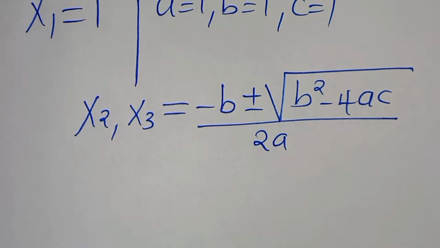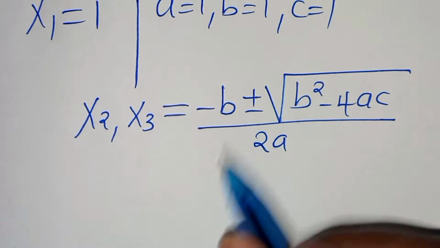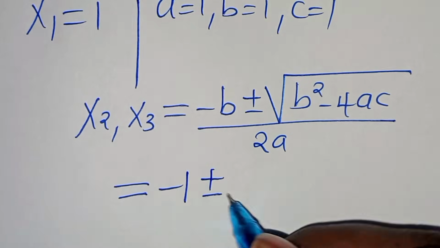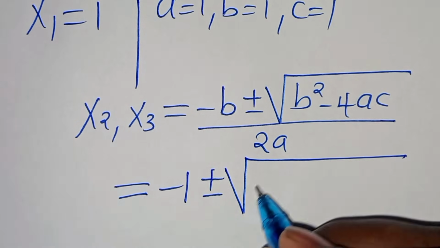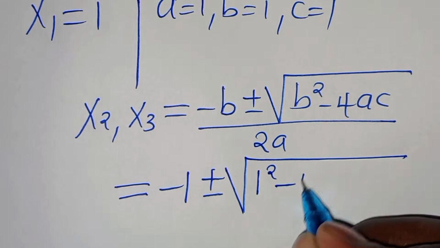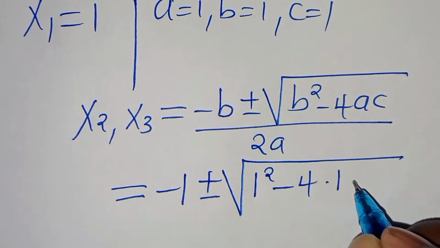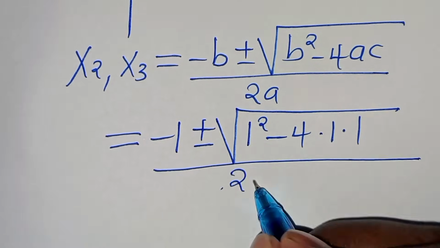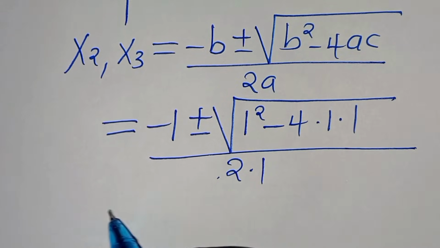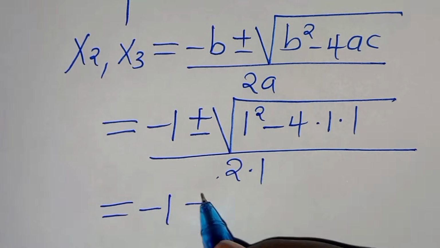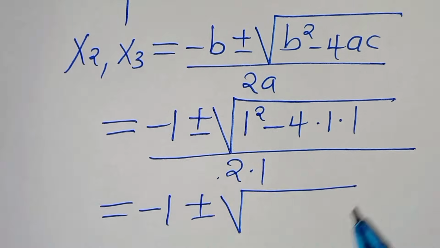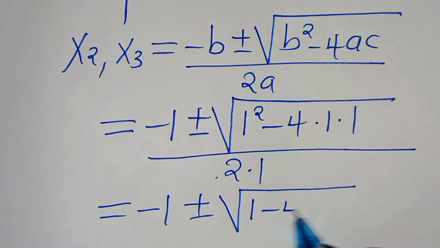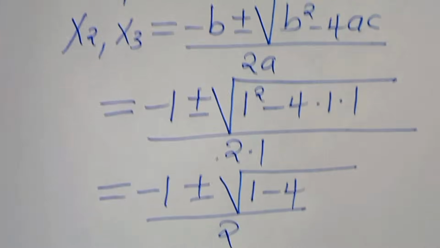Let's substitute the values of a, b, and c in this formula here. So this is minus 1 plus or minus the square root of 1 to the power of 2, subtract 4 times a, which is 1, then times c, which is 1. Everything here divided by 2 multiplied by 1. So that now we have minus 1 plus or minus the square root of 1 squared is 1, minus 4 times 1, this is minus 4, then divided by 2.